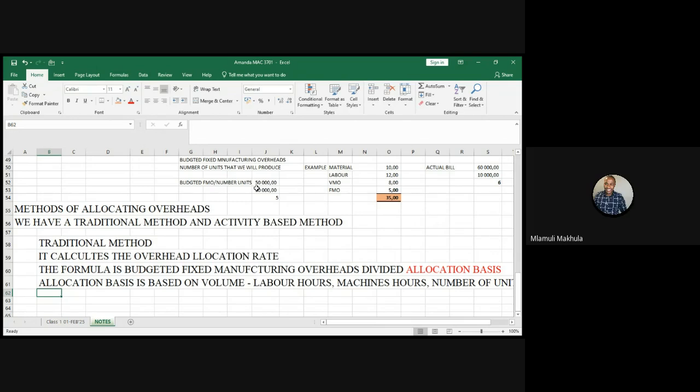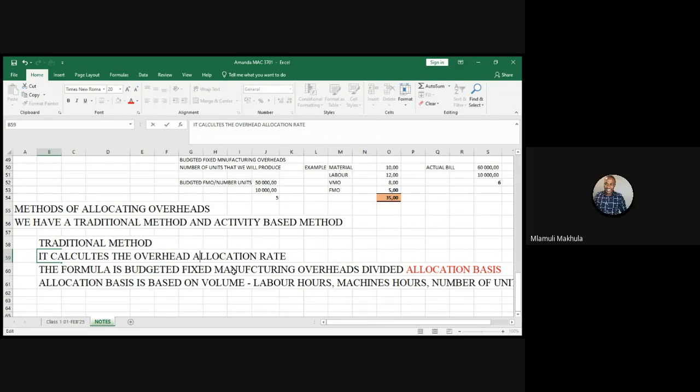So now, for you to calculate your overhead allocation rate, you will have to divide your budgeted overheads by your allocation basis. Are we together? Does it make sense?